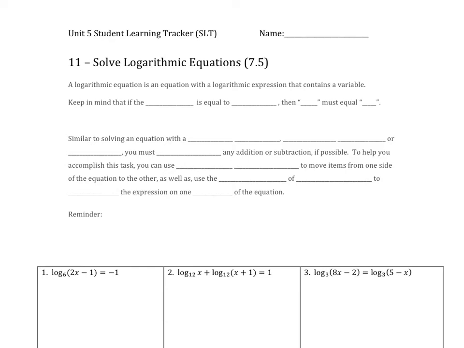A logarithmic equation is an equation with a logarithmic expression that contains a variable. Keep in mind that if log base b of x is equal to log base b of y, then because they have the same base, x must be equal to y. So if log base b of x equals log base b of y, then x must equal y.